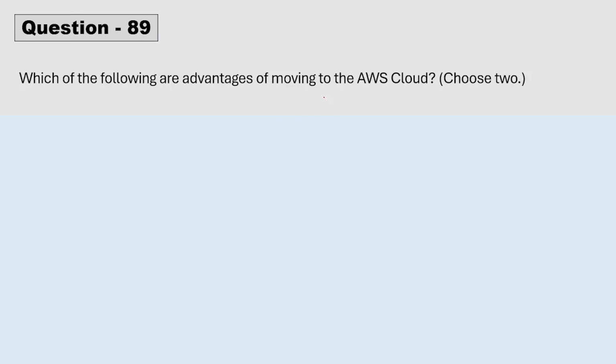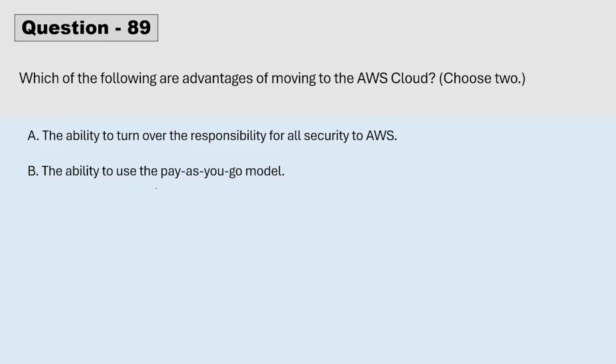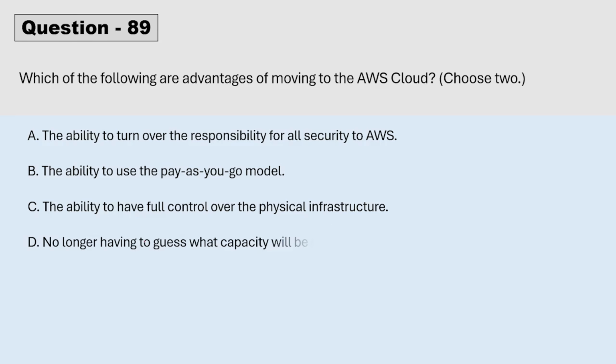Now question number 89. Which of the following are advantages of moving to the AWS cloud? Choose 2. Here are the options. The ability to turn over responsibility for all security to AWS. The ability to use the pay-as-you-go model. The ability to have full control over the physical infrastructure. No longer having to guess what capacity will be required. Option E, no longer worrying about users' access controls. So take your time to guess the correct one.